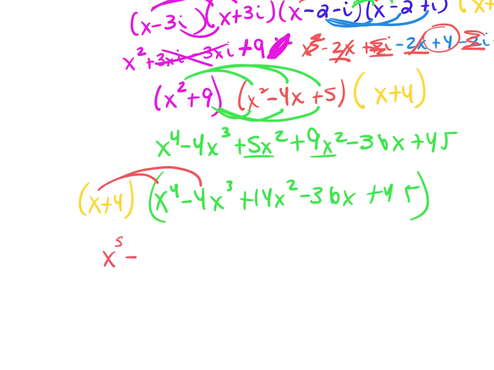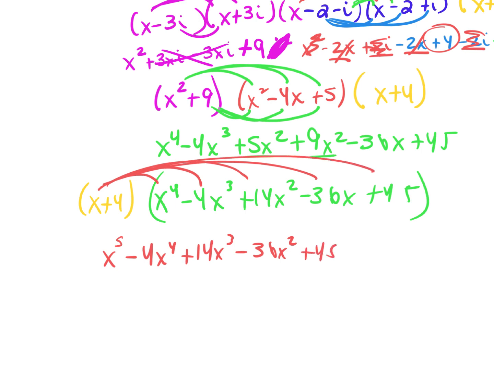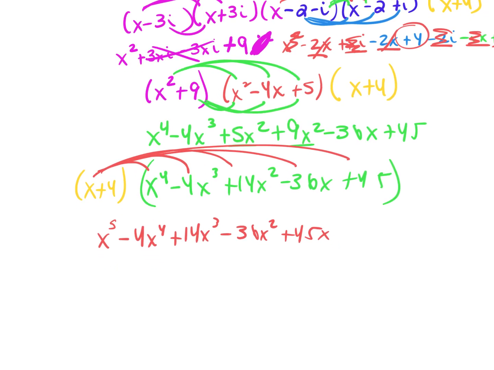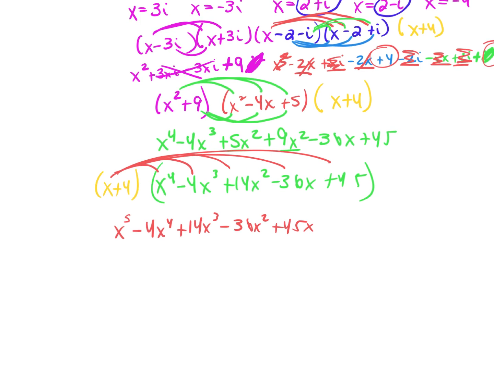x times this gives me negative 4x to the 4th. x in here is plus 14x cubed. x in here is minus 36x squared. Here and here is plus 45x. You guys with me? Okay, so now 4 times x to the 4th is plus 4x to the 4th. 4 times negative 4 is negative 16x cubed.